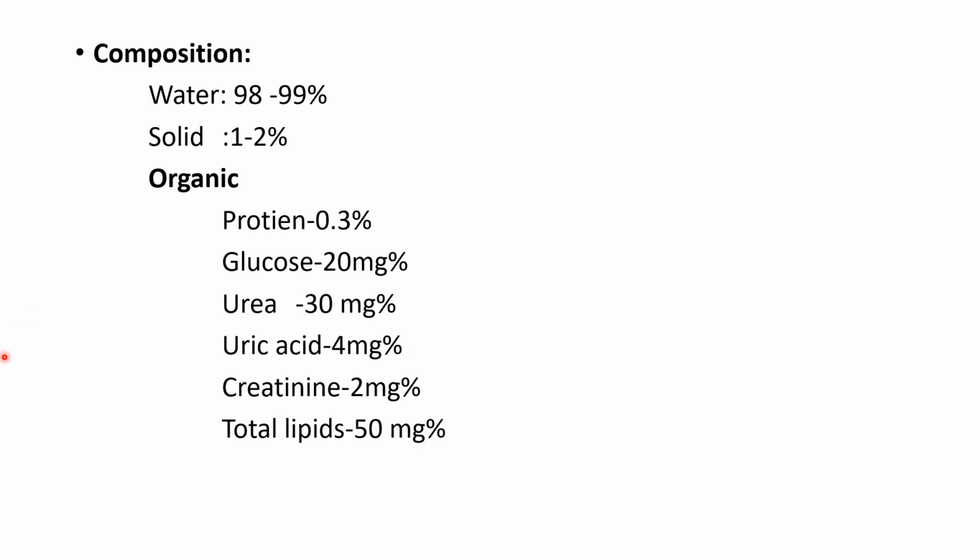If you are looking into the contents of amniotic fluid, 98 to 99% is water only, and 1 to 2% solids are there in the amniotic fluid, and it includes organic solids and inorganic solids. In the organic solids, 0.3% of protein is there, 20 milligram of glucose, 30 milligram of urea, 4 milligram of uric acid, 2 milligram of creatinine, and 50 milligram of total lipids are there.